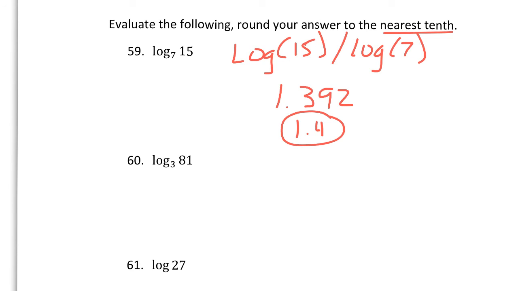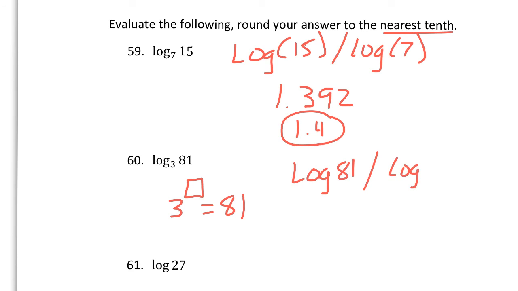Okay. Log base 3 of 81 is what do you raise 3 to get 81? And you can do the same thing, log of 81 divided by log of 3. And the answer to the question is 4, which I kind of had a hunch about, because 3 times 3 times 3 times 3 does indeed give you 81. It takes 4 3s.